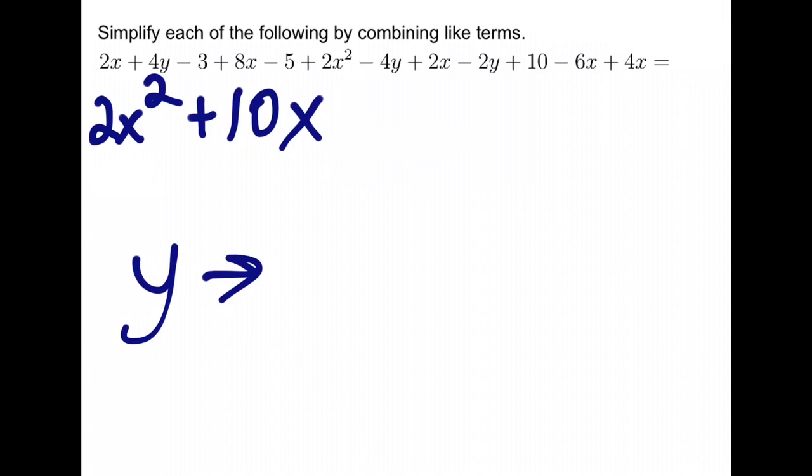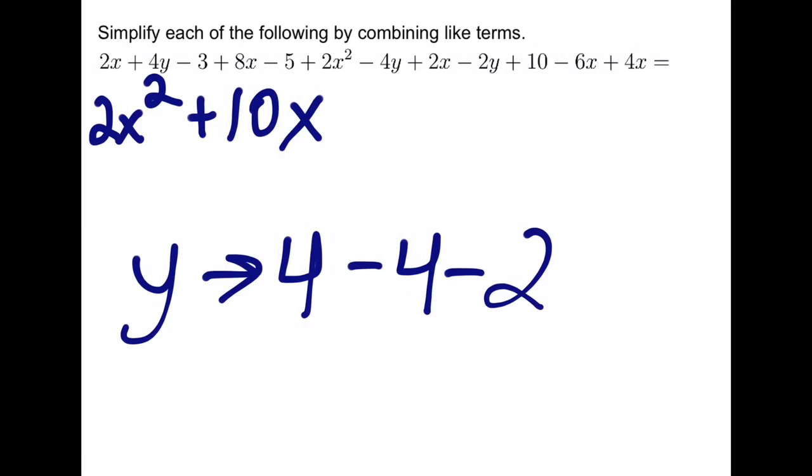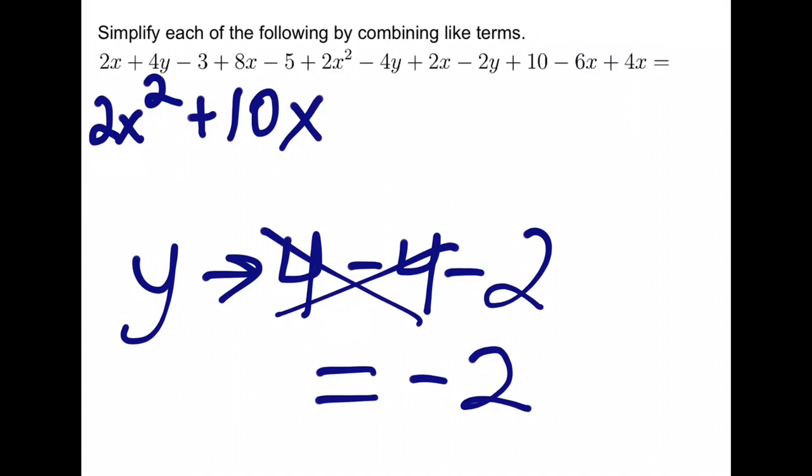My y term also has a degree of 1. What are the options, or what are the coefficients? There's a 4, there's a minus 4, there's a minus 2, and that's it. These two cancel out, and negative 2 is my y term.